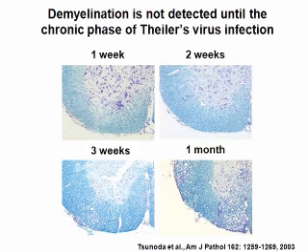This is a time course study of myelin staining of the spinal cord in Theiler's virus infection. Obvious demyelination is first detected one month after infection. These white vacuolar areas are demyelination. You can also see inflammation around vessels in the white matter.